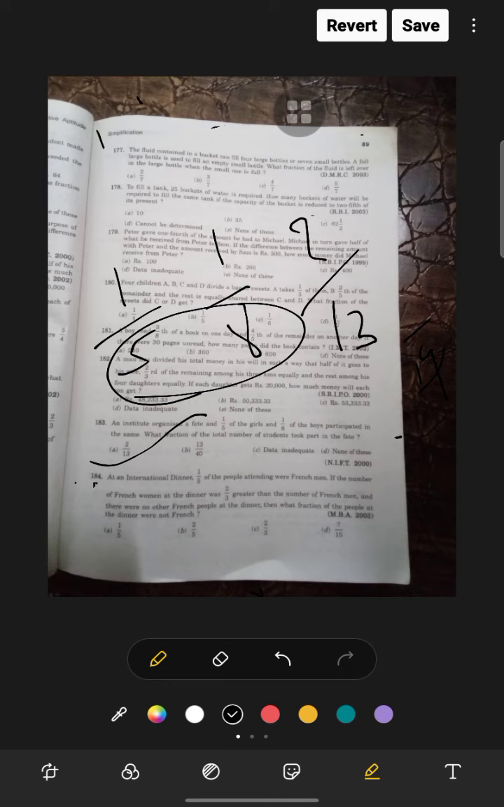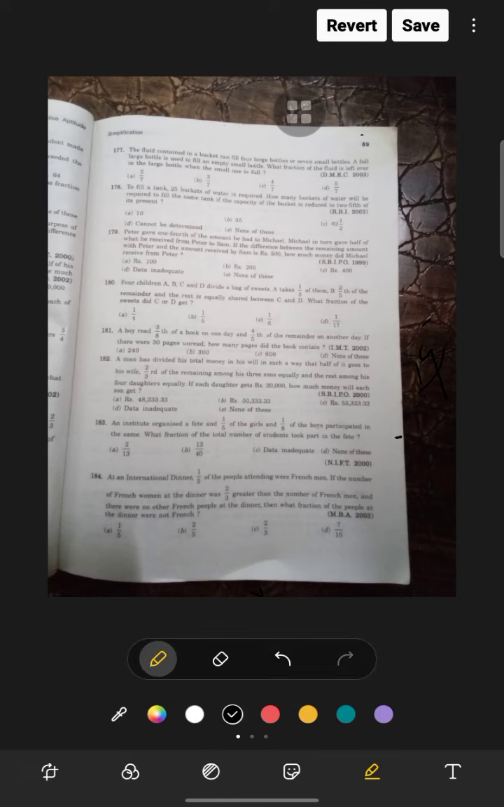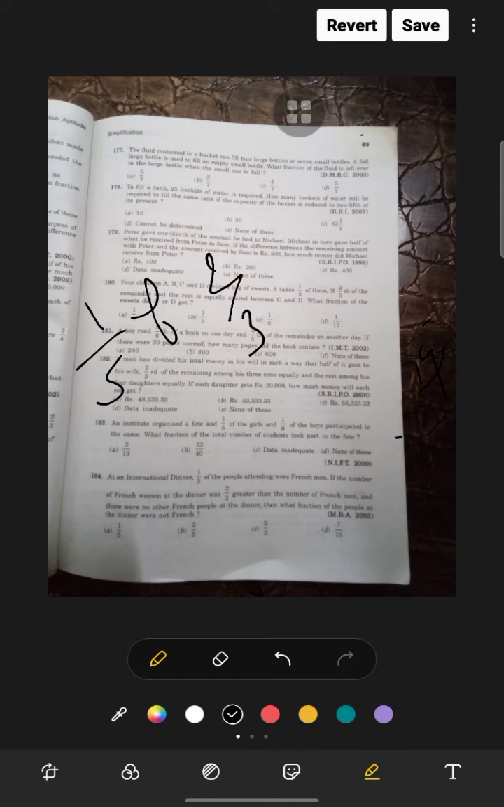It's a very easy question. If such an easy question comes in the exam, we will be very happy. Okay, next. At an international dinner, 1 by 5 of the people attending were Frenchmen. Okay, 1 by 5 are the Frenchmen. If the number of French women at the dinner was 2 by 3 greater than the number of Frenchmen.